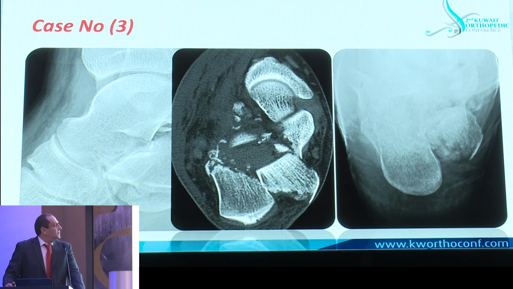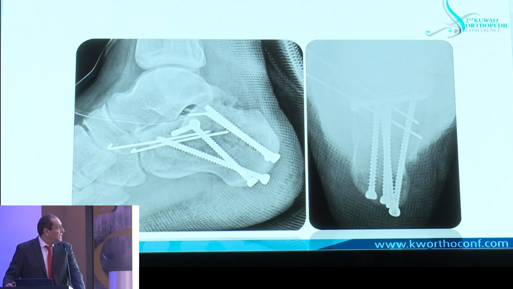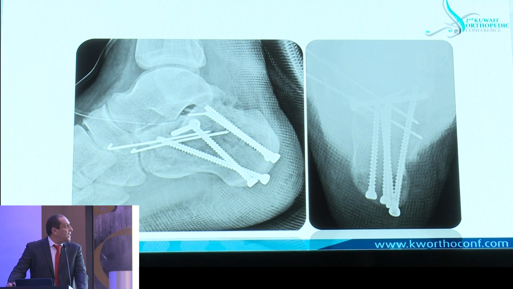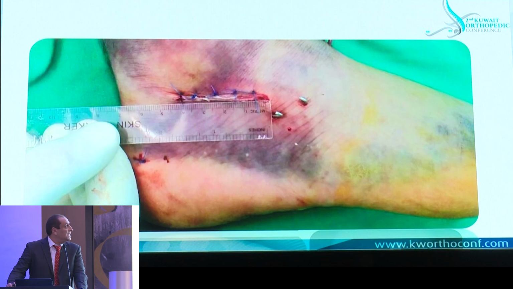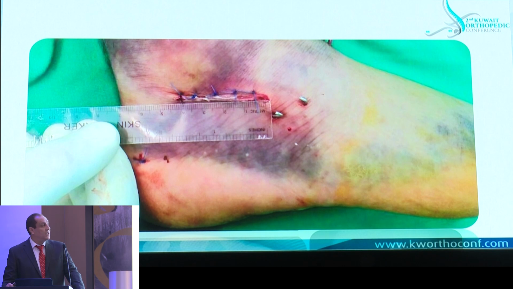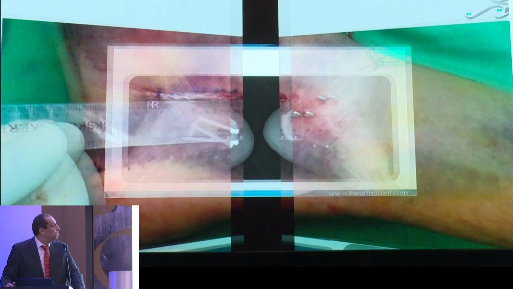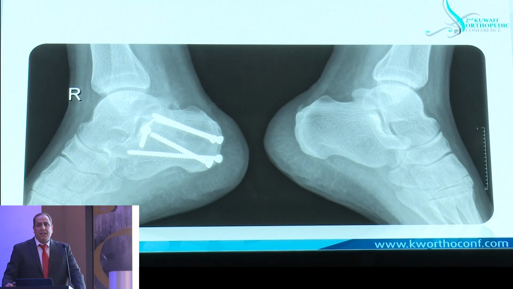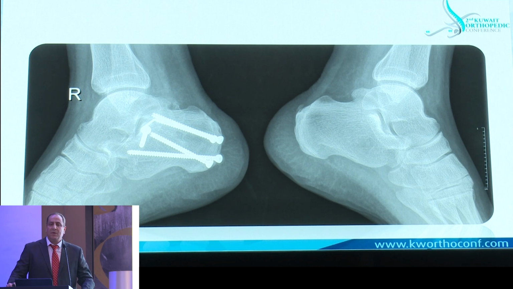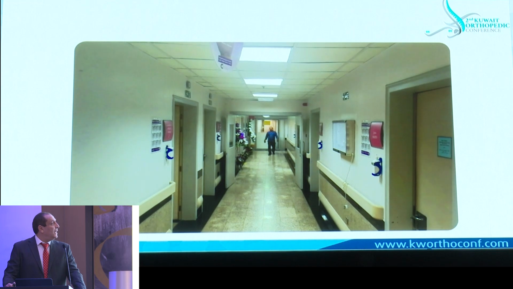This is the CT scan. And this is the reduction achieved using the distractor and sinus tarsi approach. And this is the size of the incision, about 4 centimeters. And these are the results compared to the other side. The dimensions of the calcaneus are almost restored. Osteoarthritis is inevitable with this high energy trauma, but the patient is happy with the results. He's returned back to his work. And this is his gait.